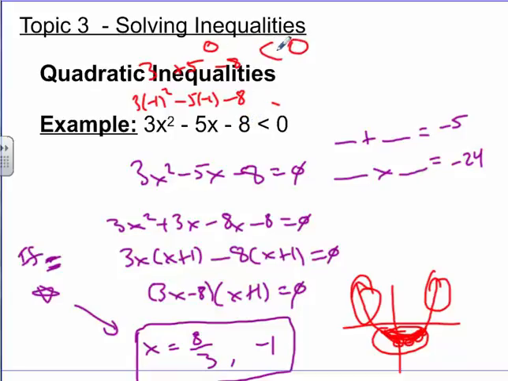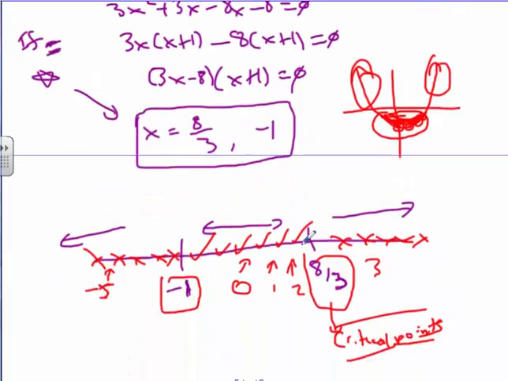Now, is 0 actually less than 0? And the answer is, well, no. If it was or equal to, sure, that would count. But 0 is not less than 0. So this is where you'd have to use like an open circle.